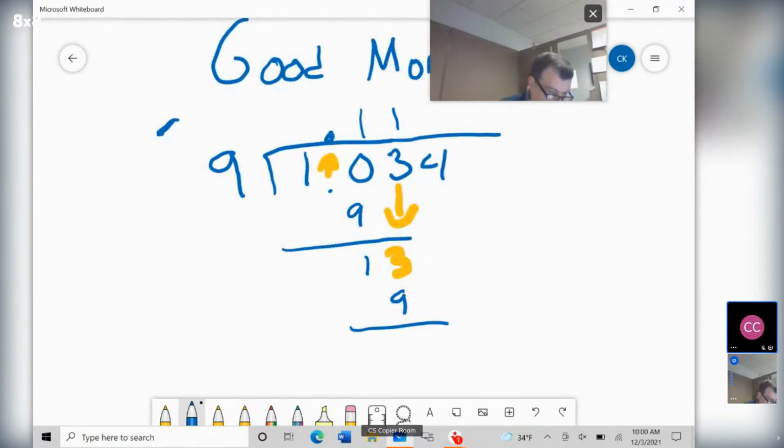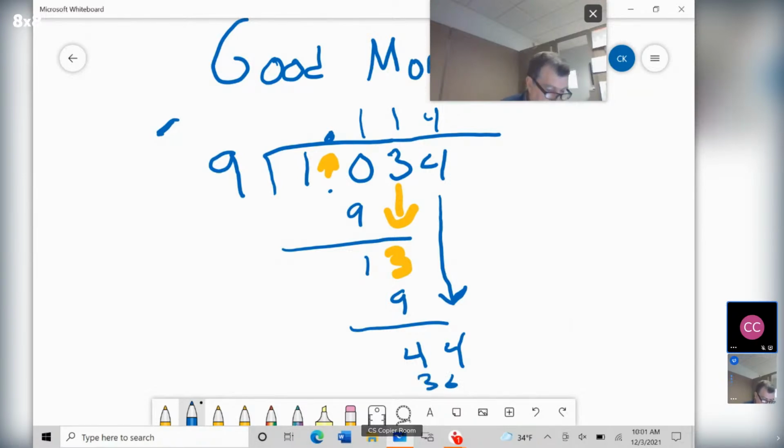And then what we do is bring 1 times 9. That's going to be 4. We bring this 4 down. Then it's 44. And 9 goes into 44 4 times. Then 4 times 9 is 36.